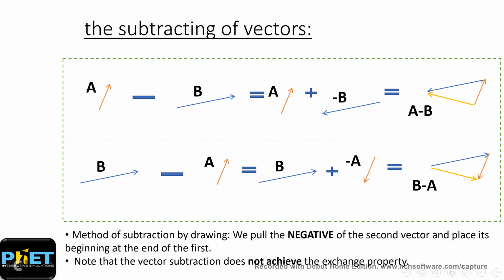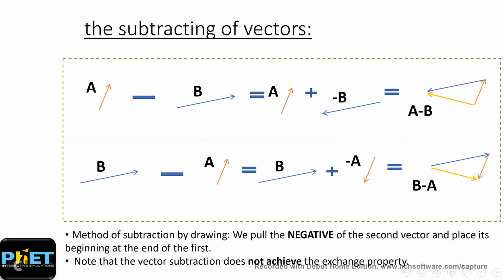Let us try now B minus A. It's easy. We can use the minus sign for A. It will be minus A. Then we have the plus sign. So B plus minus A. I will use B at first, which is the blue vector. Then I use minus A, which is the reddish vector. And the resultant vector is B minus A. It is the same length as A minus B, but it is in the opposite direction.